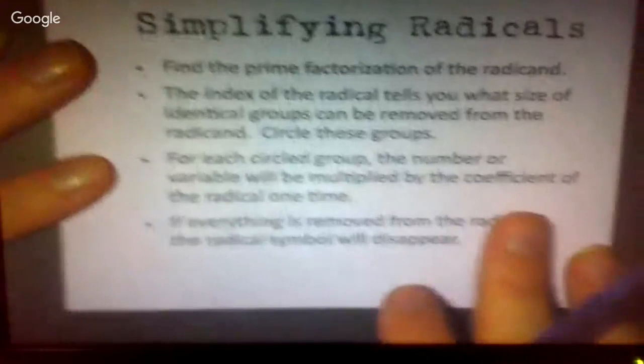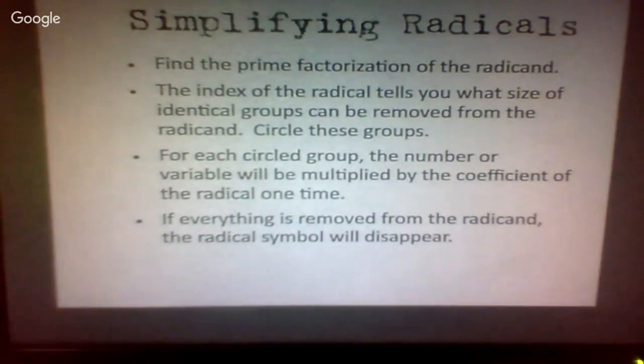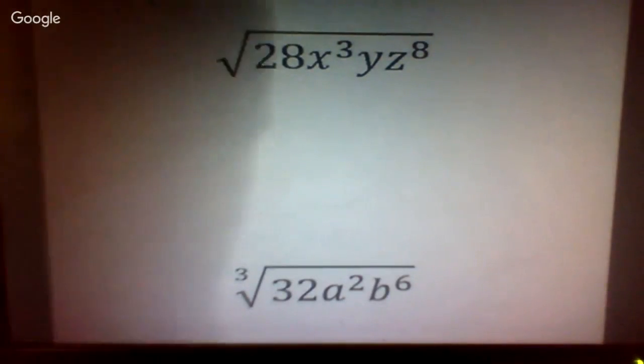And then right at the bottom of this, I give you all the steps to simplifying radicals. Step 1 said find the prime factorization of the radicand. That's what we just got done practicing. Then you're going to look at the index and it tells you what size of identical groups we're going to circle. For each circled group, we pull it out front. And the radical symbol will disappear if everything is gone. These are just your steps to keep in your notebook for reference. This glues in on page 77. And we're going to finish with this paper that you're just going to fold in half.